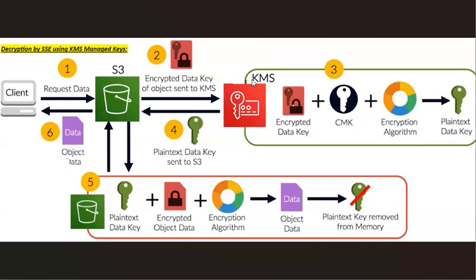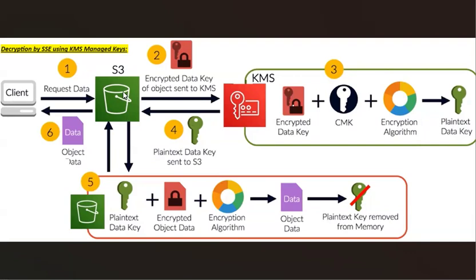Now KMS will combine this encrypted data key with the CMK. The CMK will generate the plain text key by using a certain encryption algorithm on the encrypted data key. Now the generated plain text key will be sent back to S3.